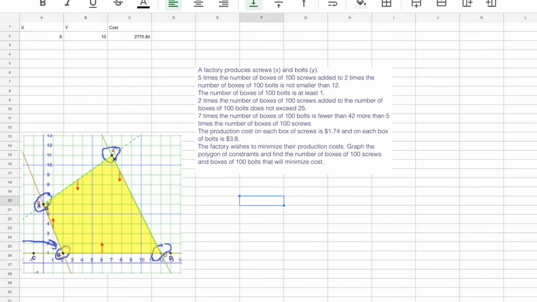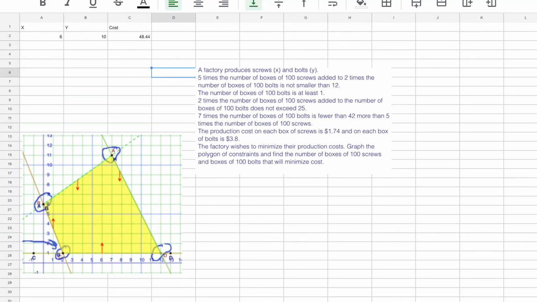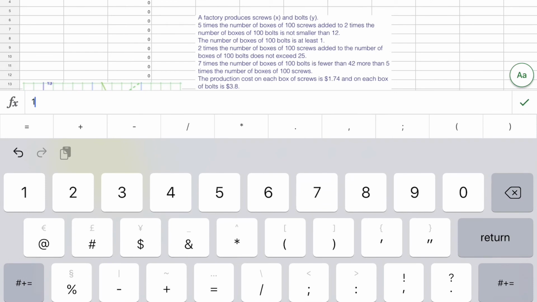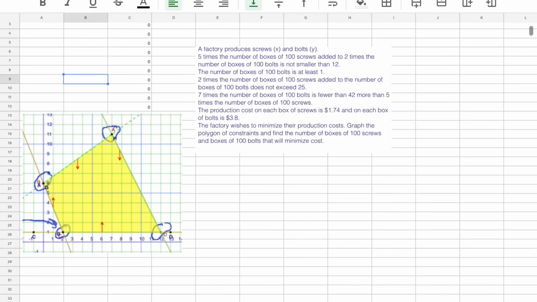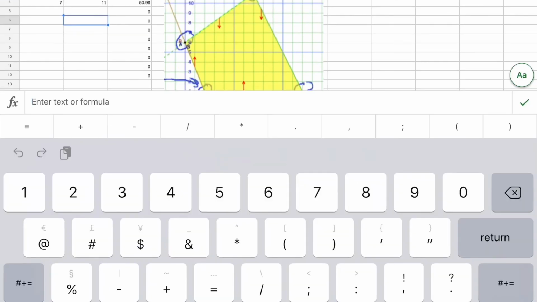The production cost on each box of screws is $1.74. 1.74 times the x value. Each box of bolts is $3.80. 3.8 and done. Fill this down. It's probably going to be 2, 1, but I'm going to put in my other values as well. We have 2, 1, 12, 1. We have 7, 11. Here we have 0, 6.